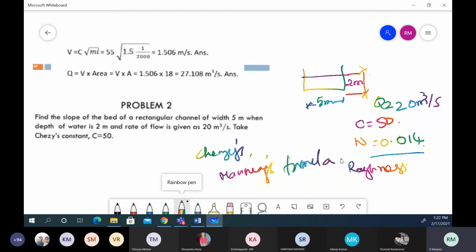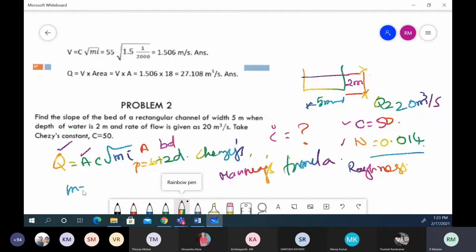How will you do it? Rectangular channel width is given, depth is given, rate of flow is given, Chezy's constant and Manning's coefficient is given. You have to find out what is the value of I. So our Q is equal to A C into root of m i. Q is known, A is known, A is B into D, perimeter is B plus 2D, and m is equal to A by P. C is known, 50. Substitute all other values, only unknown is I. Find the value of I.